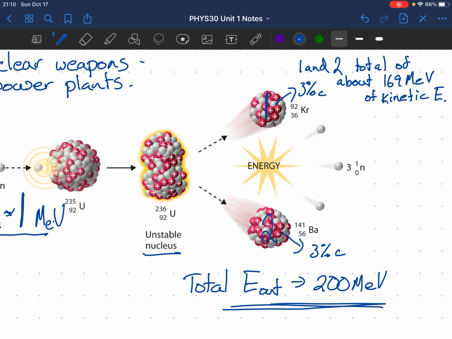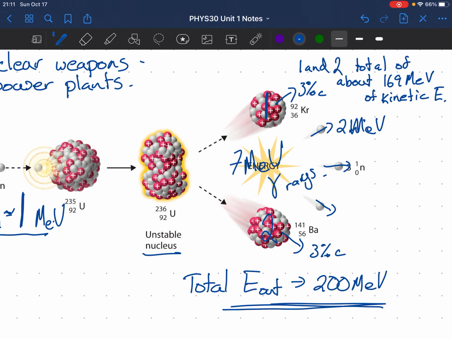The neutrons, each neutron has about 2 mega electron volts. So each of those neutrons has about 2 mega electron volts. And you get about 7 mega electron volts in gamma rays.